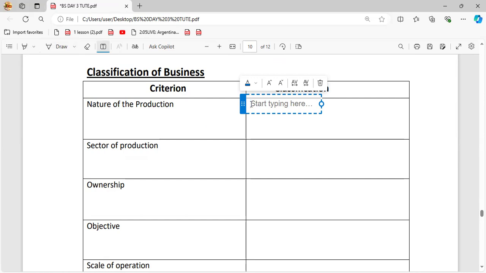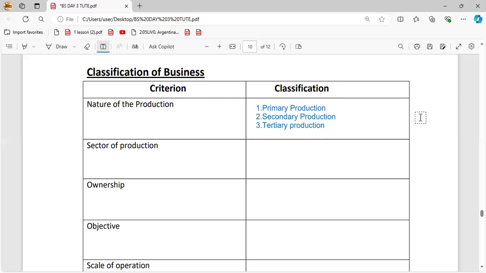Okay, what is the nature of production? Nature of production, there are 3 types. One is primary production. Write down primary production. The second one is secondary production. The third one is tertiary production. Right. Now understand this.